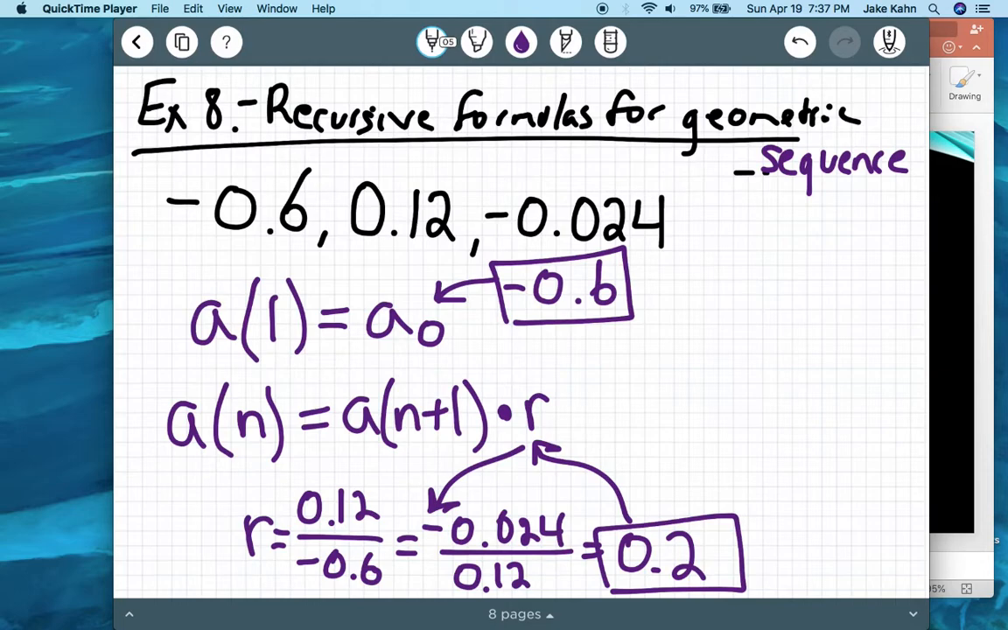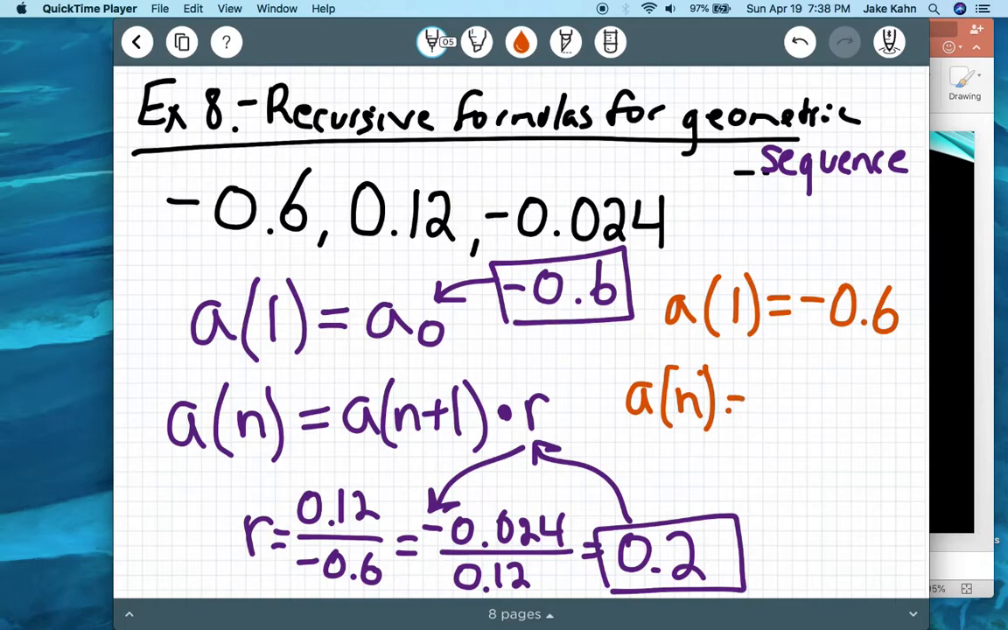If you have a naught, your first value, and you have r, your common ratio, you can write the equations just like that. Your first equation will read a of 1 is equal to negative 0.6. And your second equation is a of n equals a of n plus 1 times 0.2.